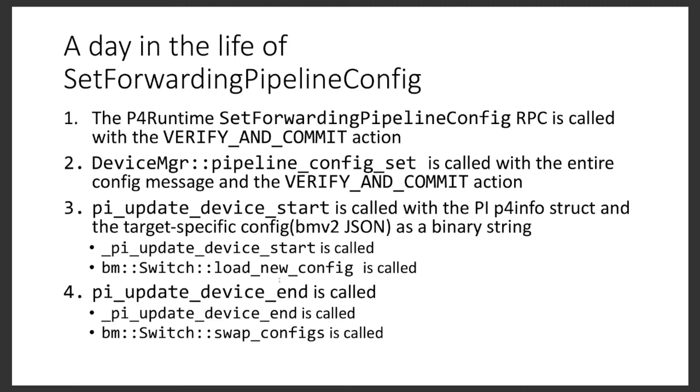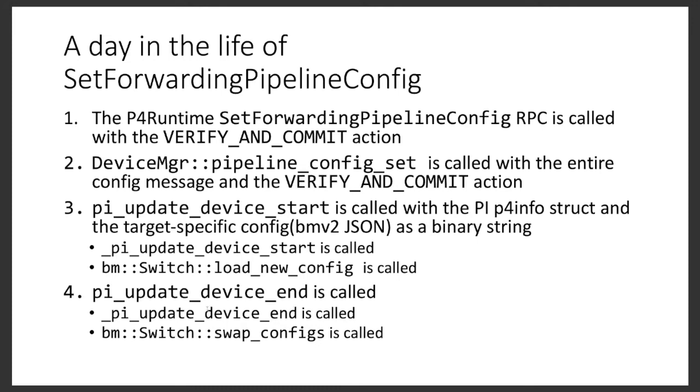In our case, because we used verify and commit, PI update device end is actually going to be called right after PI update device start. Once again, this is specific to the verify and commit mode of operations here. And what that function says is, okay, I'm done sending entries to you for the new P4 data path. I want to switch the data path that you're actually using to forward packets, and I want you to use the new one now.